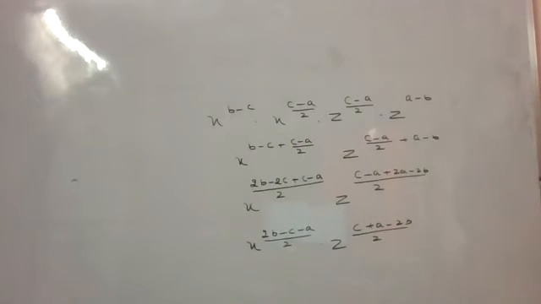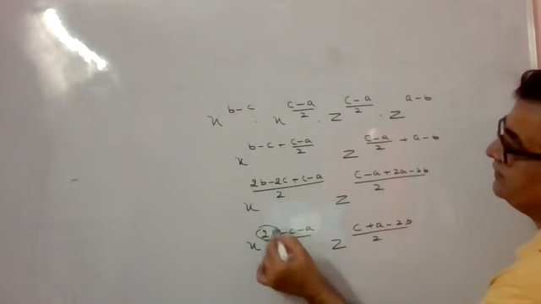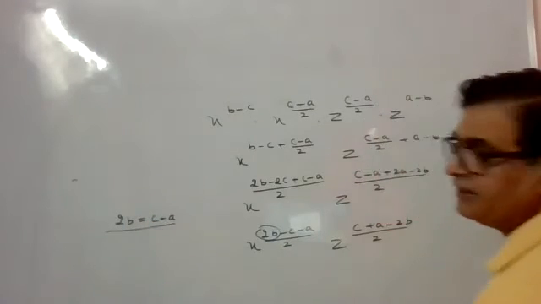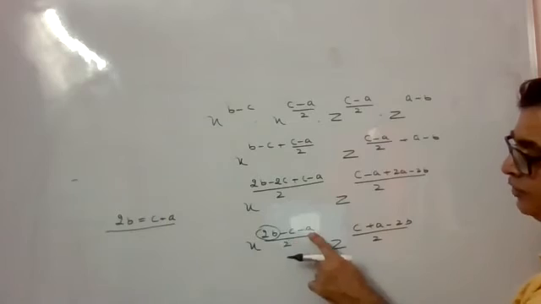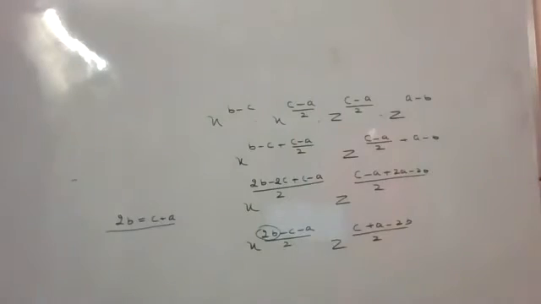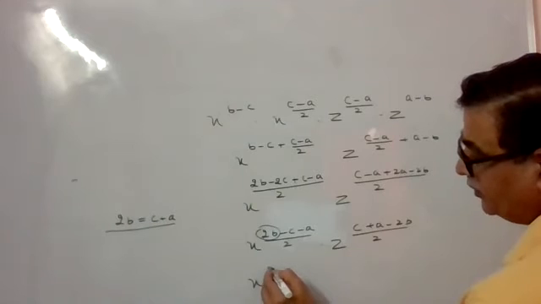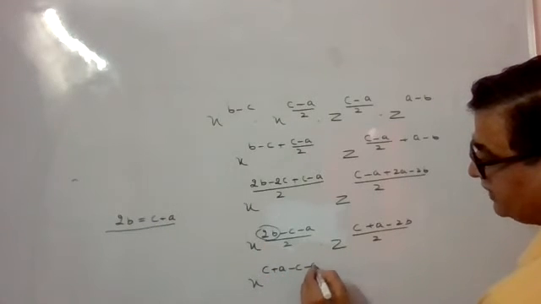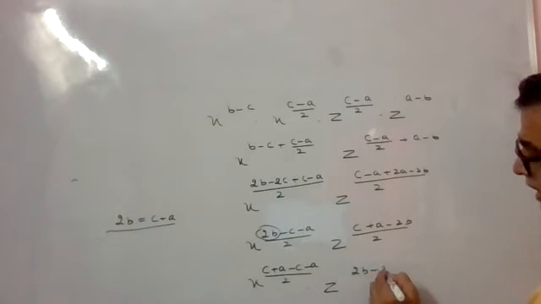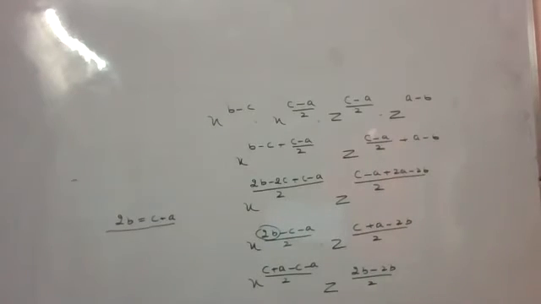Here we have 2b is c plus a. We have already done this condition, 2b is a plus c. So here 2b, this plus c will cancel. And here also c plus a can be written as 2b. So I'll write x power c plus a minus c minus a by 2, and here z is 2b minus 2b by 2. x power 0, z power 0, coming out to be 1.